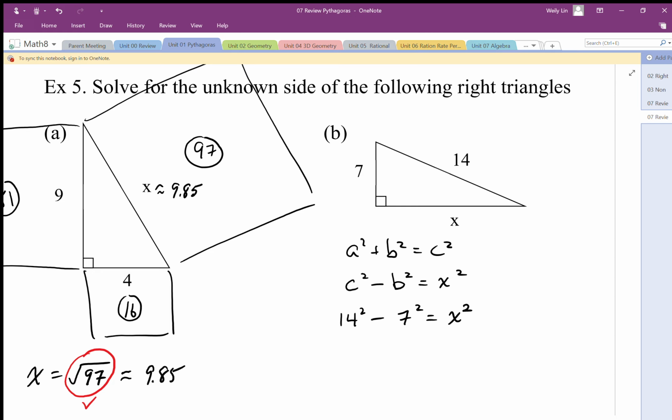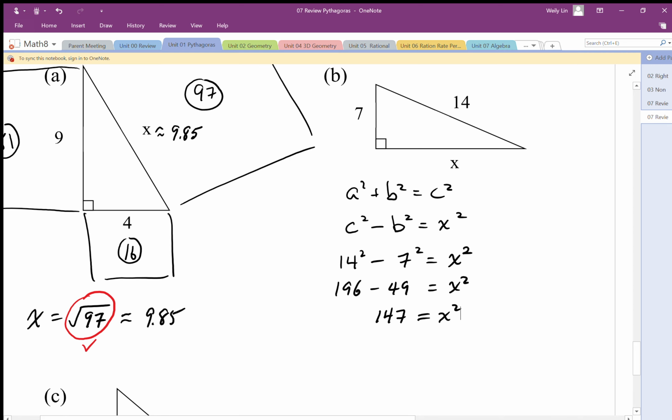So if I do 14 squared is 196 minus 49, that's going to give us x squared. When I subtract those, I end up with 147 as my x squared. So the square from the side length of x is going to be 147 squares. To solve this, I square root. So x works out to be square root 147.